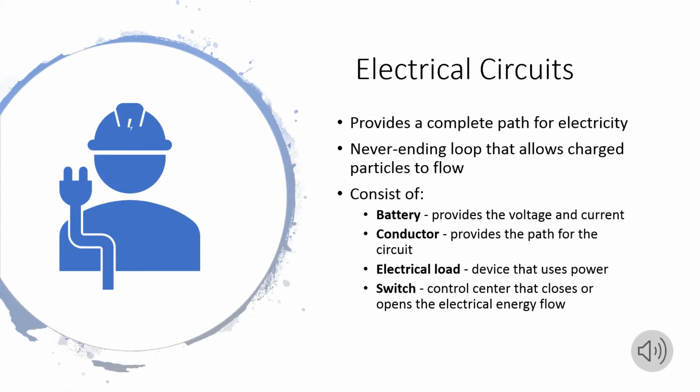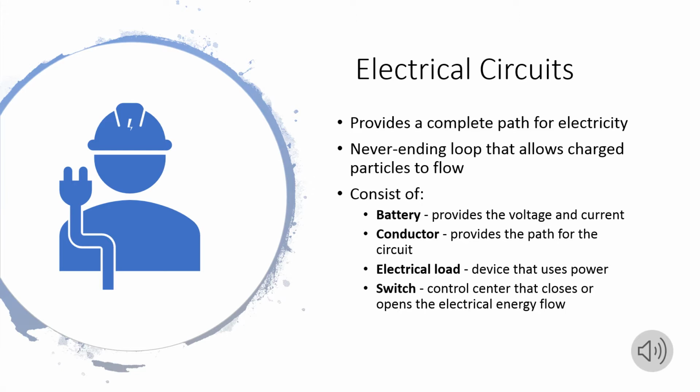Hi everyone, I'm Joceline and I will be introducing you to electrical circuits. A circuit is like a never-ending loop that provides a complete path for electricity. A circuit consists of four major components, which are a battery, a conductor, an electrical load, and a switch. The battery is the main energy source that provides the voltage and the current that gives energy to the device that is attached to the circuit.